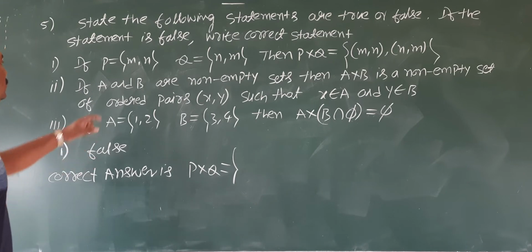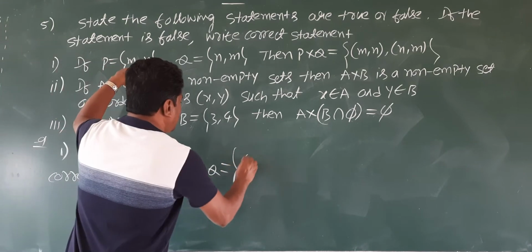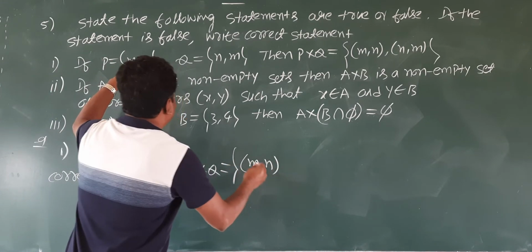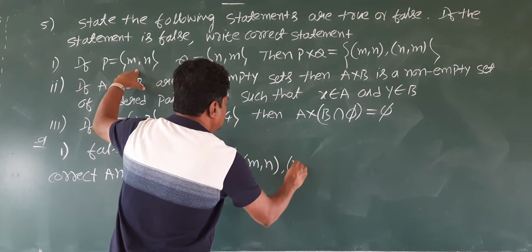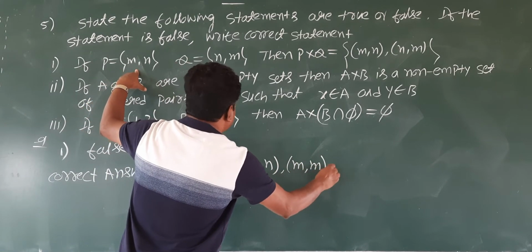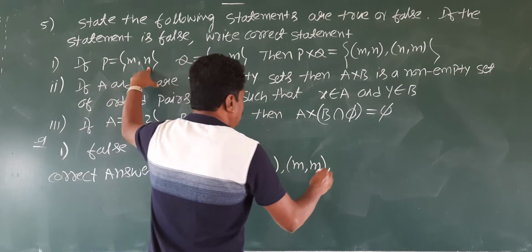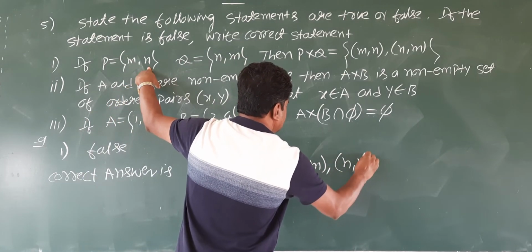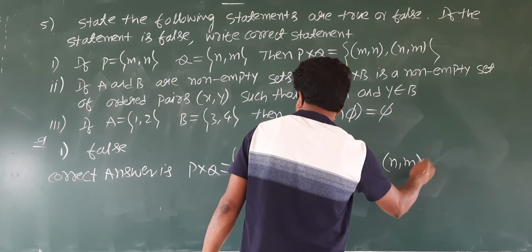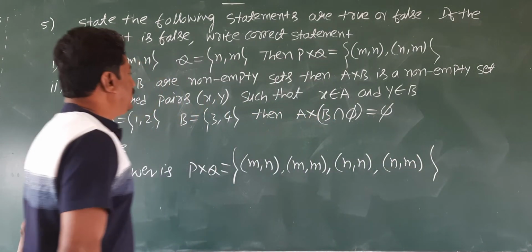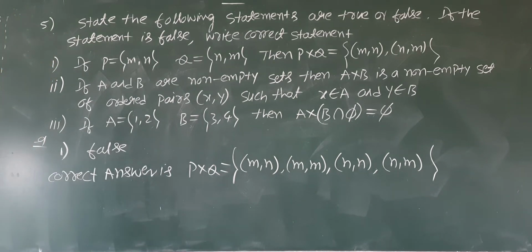P cross Q is equal to ordered pair (m, n), ordered pair (m, n), next ordered pair (m, n), and next ordered pair (n, n), next ordered pair (n, n). So we got P cross Q. This is P cross Q. Let us go for solving one more question. Second question.